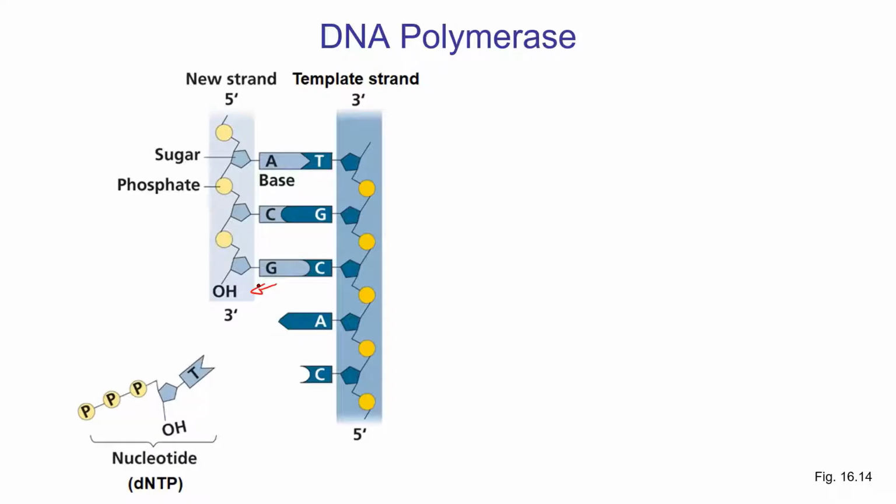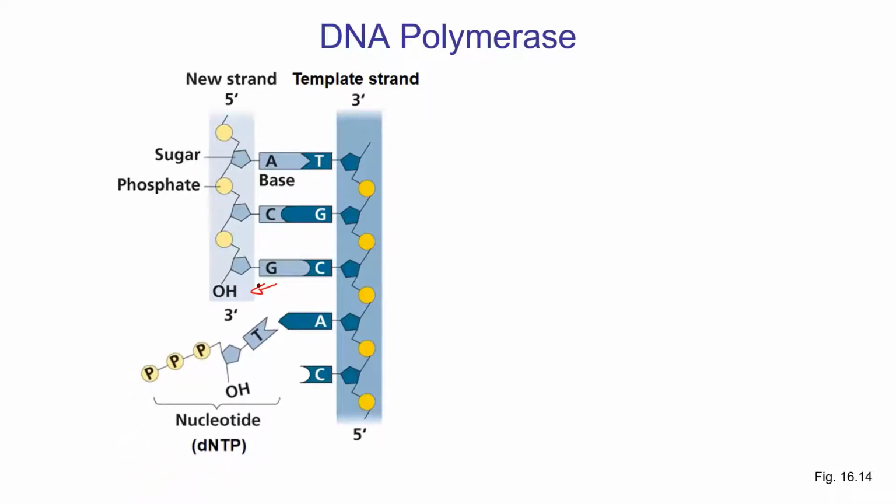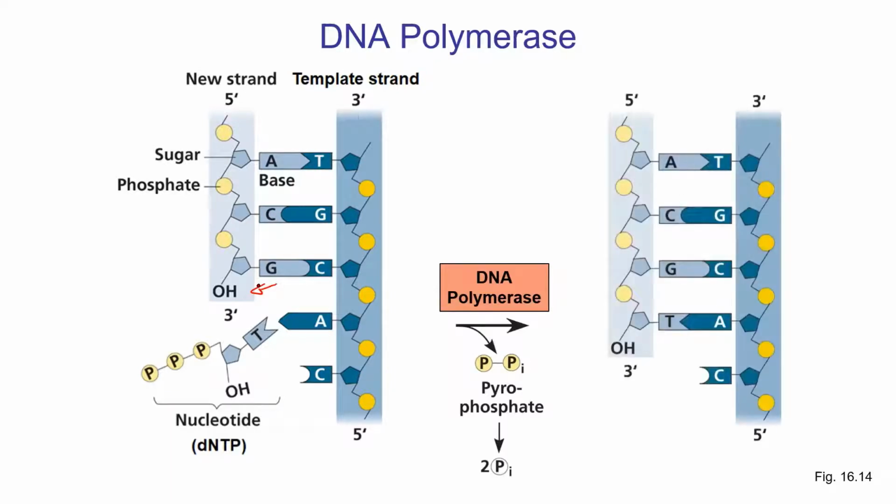The next base you can see is an A on the template strand, so it's going to match it with the T. So there goes my T. It's going to form those hydrogen bonds. And the DNA polymerase is going to take that substrate, the dNTP, remove 2 phosphates and attach that nucleotide onto the previous one at the 3' end. So now it's a little bit longer.